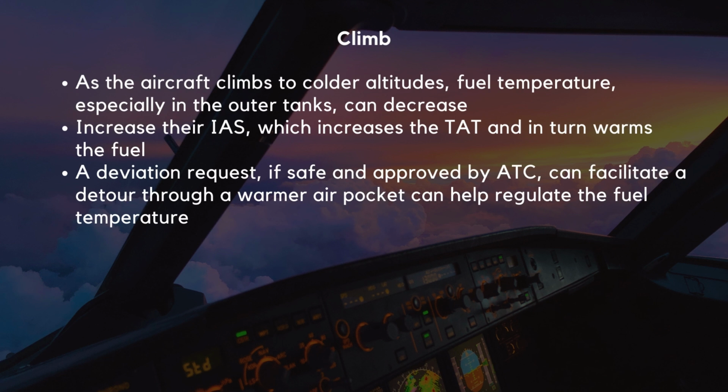During the climb phase, as the aircraft climbs to colder altitudes, fuel temperature, especially in the outer tanks, can decrease. Pilots can increase their indicated airspeed, which increases the total air temperature and in turn warms the fuel. Also, a deviation request, if safe and approved by ATC, can facilitate a detour through a warmer air pocket to help regulate the fuel temperature.